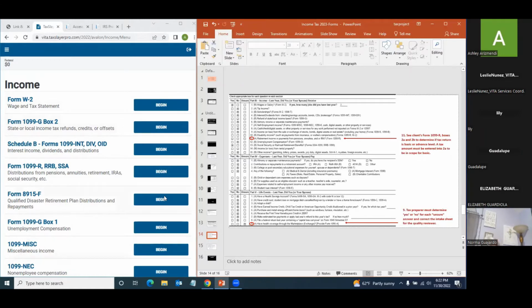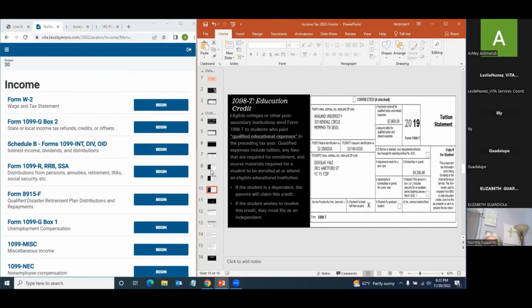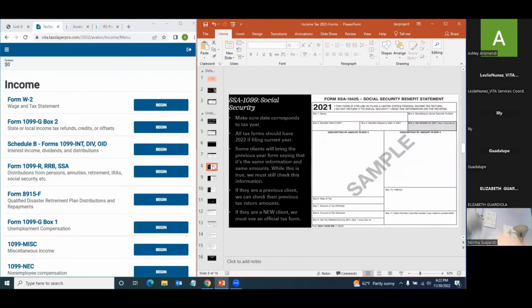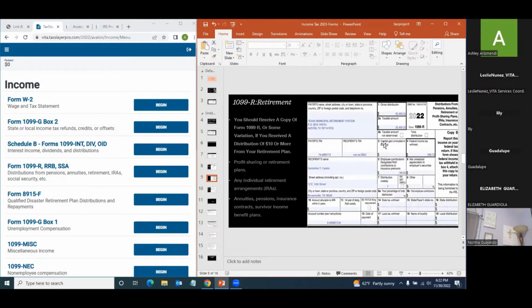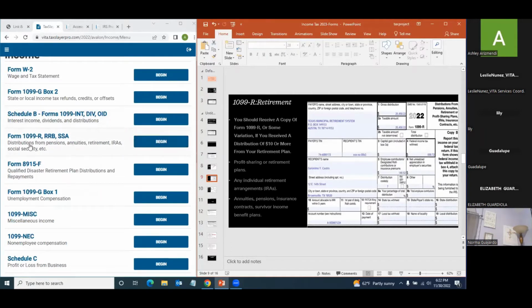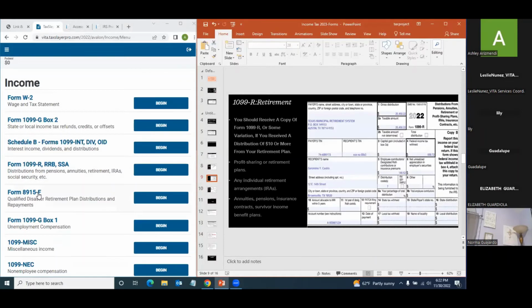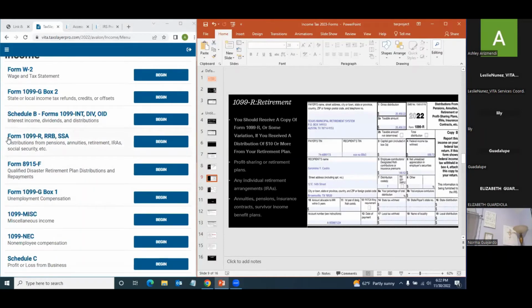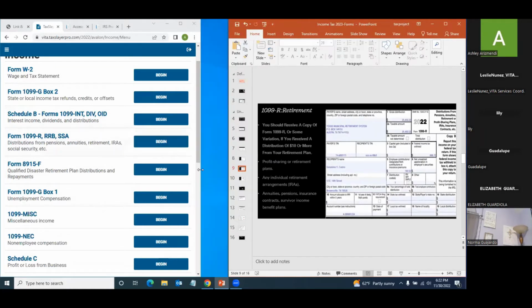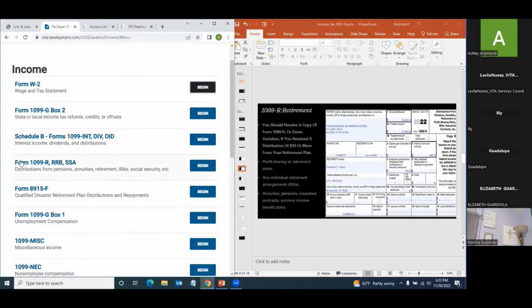So on here, let me see. I'm gonna use the examples we already had here, so we're not gonna put in a W2 or nothing. So we're gonna use this 1099-R. If we wanted to put in a 1099-R, we're gonna click on where the income page is. Is everybody on this page? Yes. Okay, right here it says Form 1099-R, RRB, and SSA. We're gonna click begin.